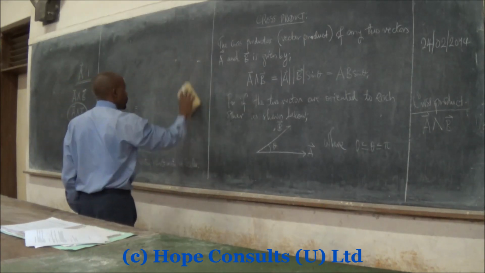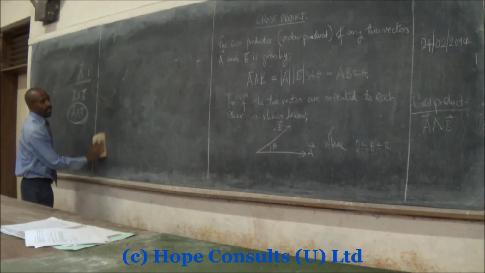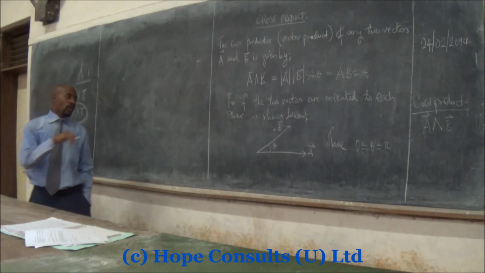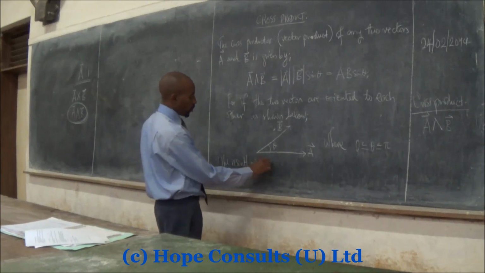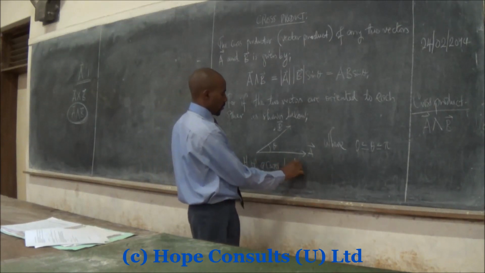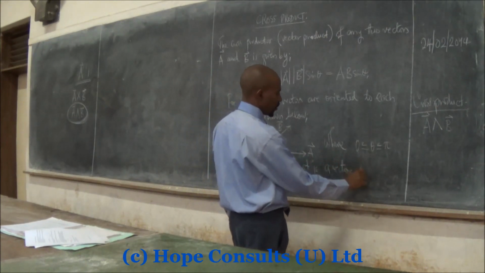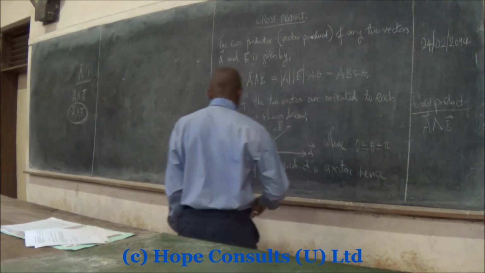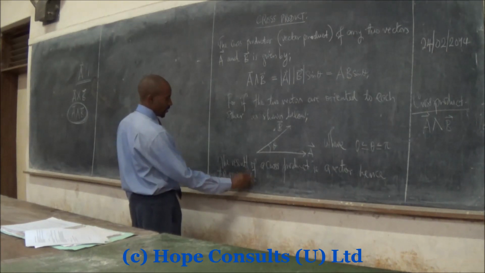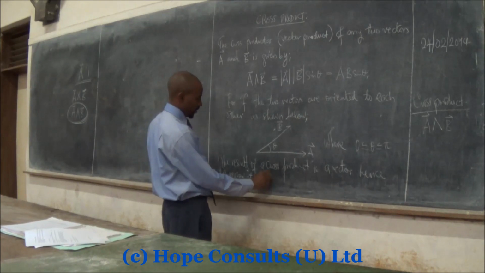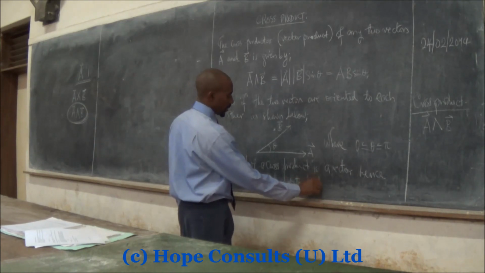We have a couple of rules. We want to see whether this product is commutative, and whether the result of the cross product is a vector. Hence, the reason it's called a vector product.